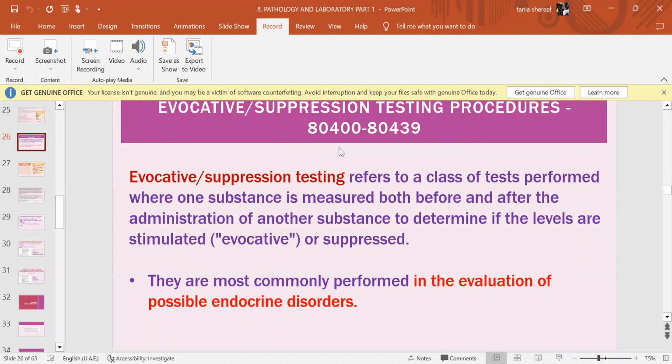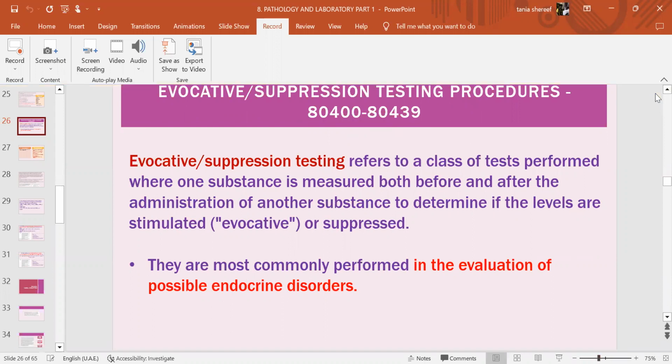Evocative and suppression testing procedure, codes 80,400 to 80,439. Evocative or suppression testing refers to a class of tests where one substance is measured both before and after the administration of another substance to determine if the levels are stimulated, evocative, or suppressed. They are most commonly performed in the evaluation of possible endocrine disorders.